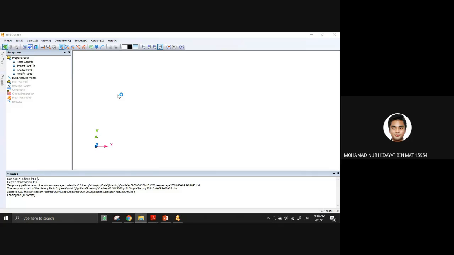For those who want to do the CFD analysis, if you are interested in fluid mechanics, you want to learn more about CFD, you can feel free to contact me, or I can be your supervisor for your FYP, because this is an important part in order to simulate the flow. Okay, you can see here loading file, XT format.